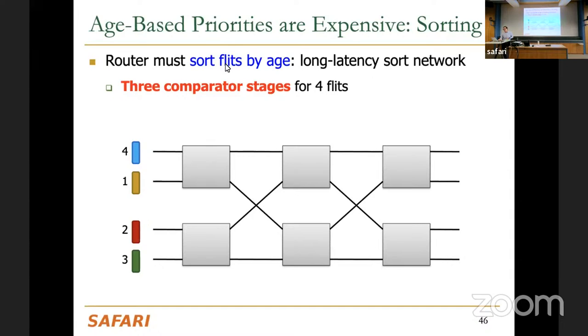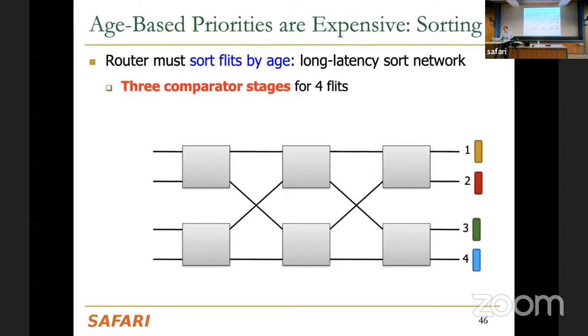So essentially, you need to sort flits by age. You have a long latency sorting network. There are three comparator stages for 4 flits. Let's take a look at this. So these are the priorities, 4, 1, 2, 3, 4 being the highest priority, I believe. And you need to do some sort of sorting. And you can see the sorting is happening right now, right? So in the end, you get 1, 2, 3, 4. That's a sorting network.